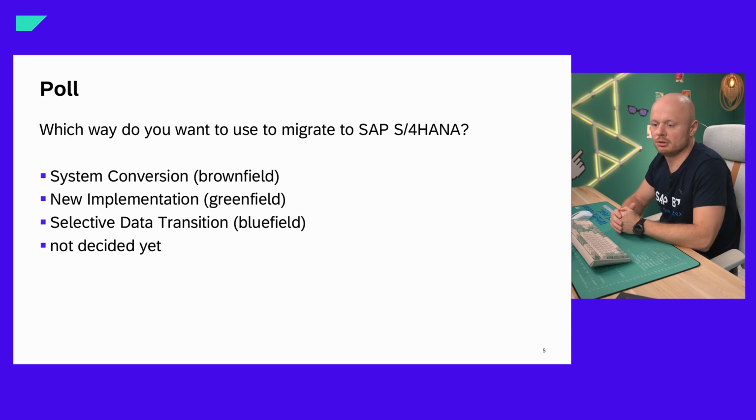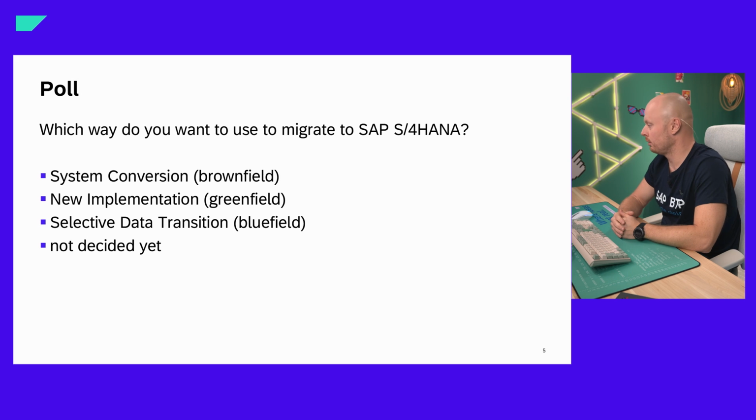Okay, what I like to know now from your end, because it's always important for us to know which ways our customers want to go to. If you go to S/4HANA, which way are you choosing? Do you go for the system conversion, which is also sometimes called brownfield way? Do you go for the new implementation, called greenfield, selective data transition, which is the bluefield, or whether you haven't decided this yet? So feel free to use the poll, and hopefully I see then also the results here on the screen.